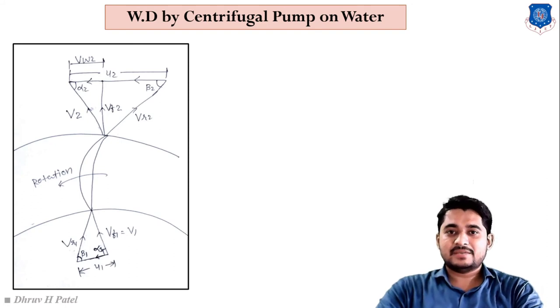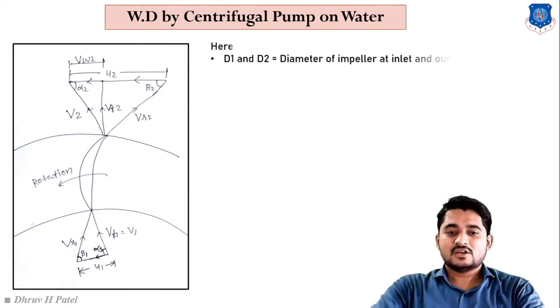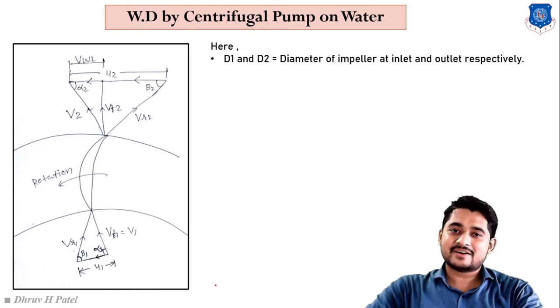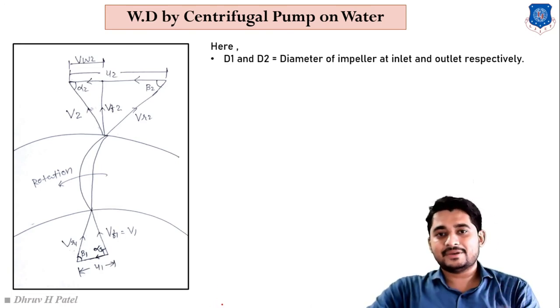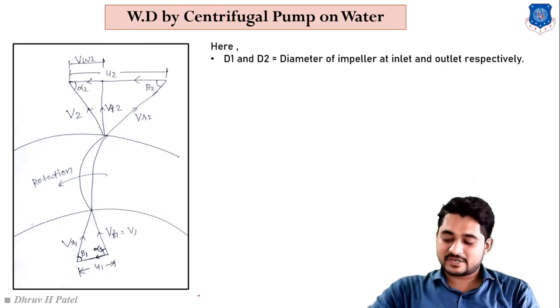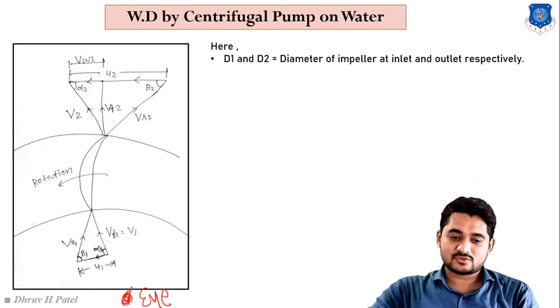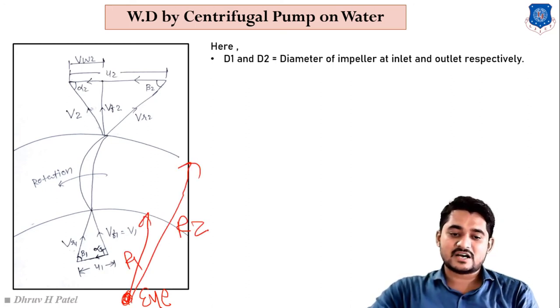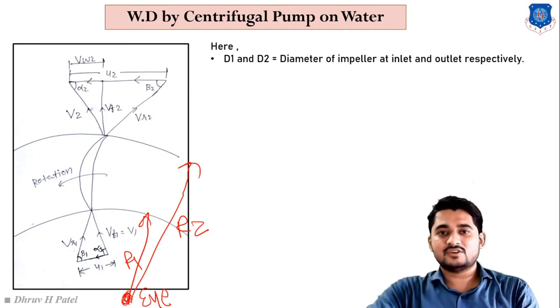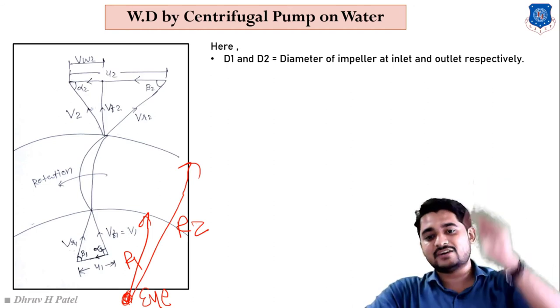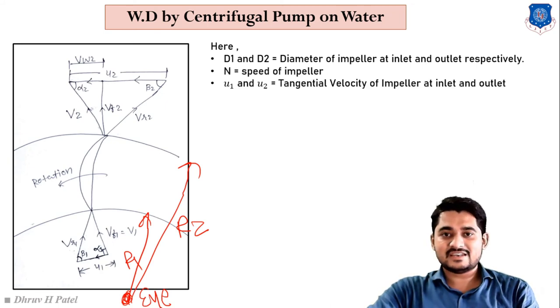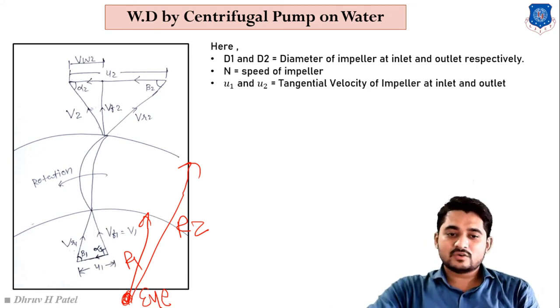Now let us understand the basic design considerations for a centrifugal pump. First of all, R1 and R2 are the radius of the impeller at inlet and outlet side respectively. That means from the center of the eye, the inlet radius is R1 and the outlet radius is R2. D1 and D2 are the diameters of the inlet and outlet side respectively. Then N is equal to RPM of the impeller.